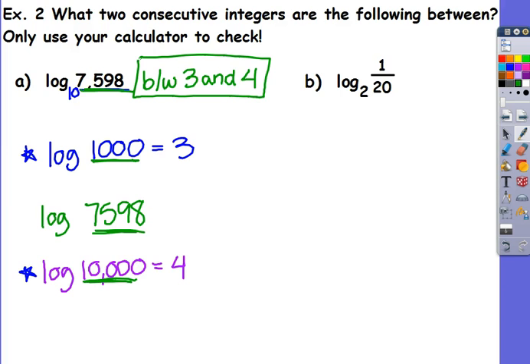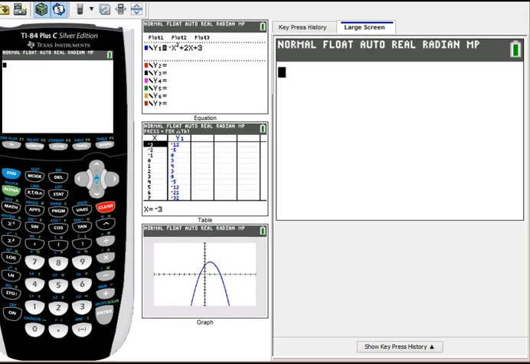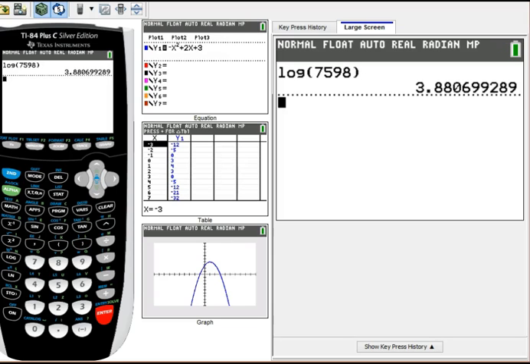Now, I did say you could check this on your calculator, so let's take a look at that. If I grab out my calculator, this is a common log. So here's my log button just to the left of the 7. So I'm going to type in log. I don't see a base. That means my base is 10. The number was 7,598. And sure enough, I get out an answer between 3 and 4.